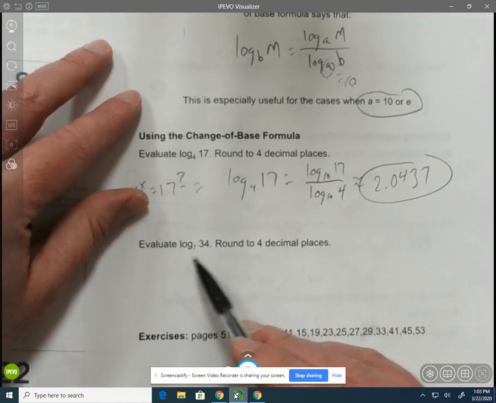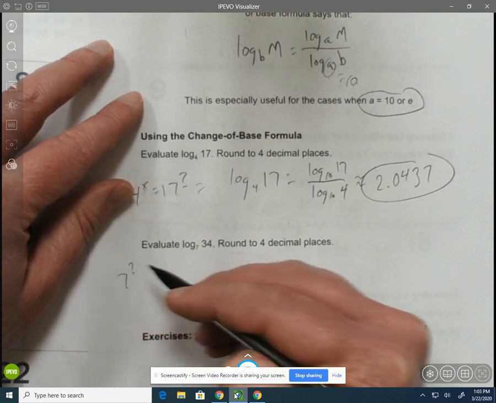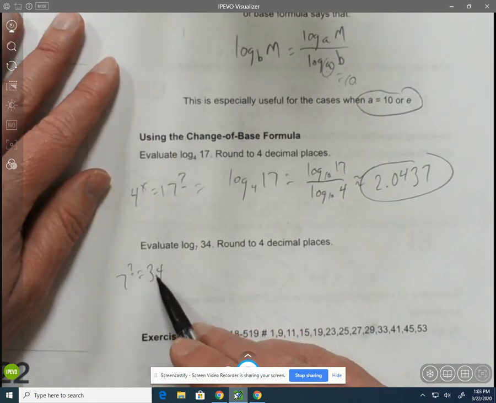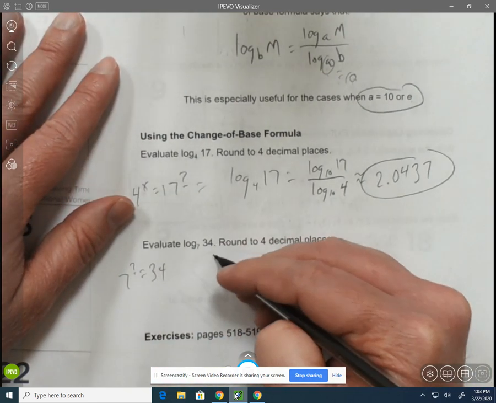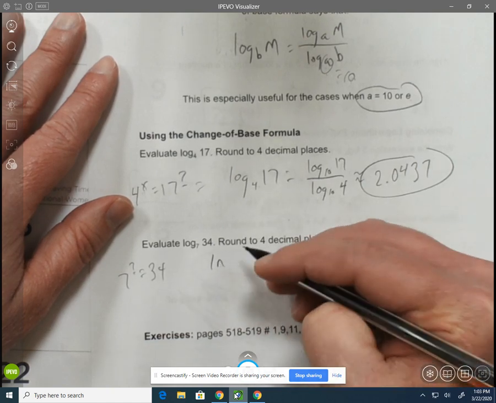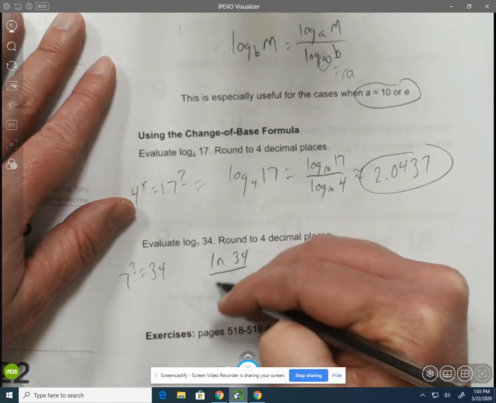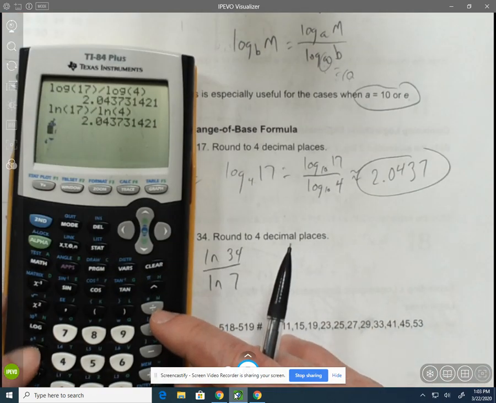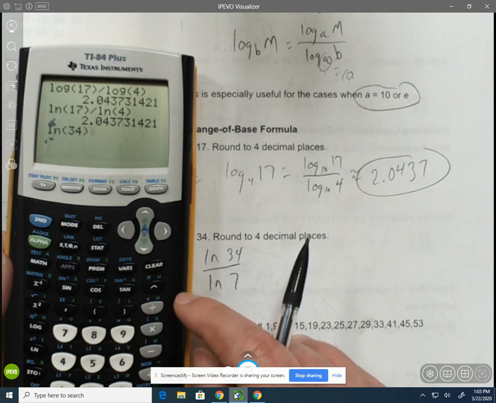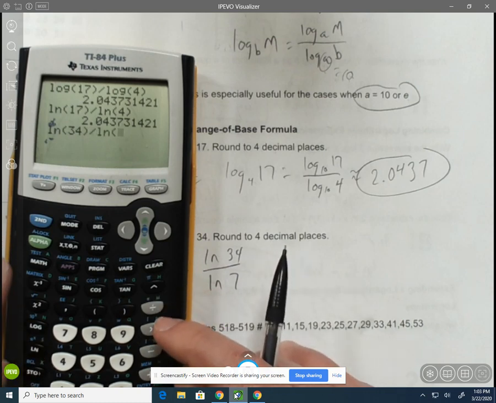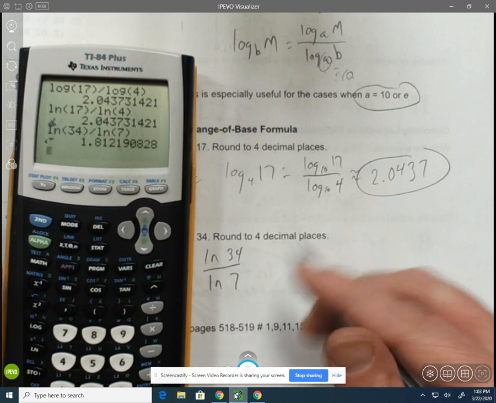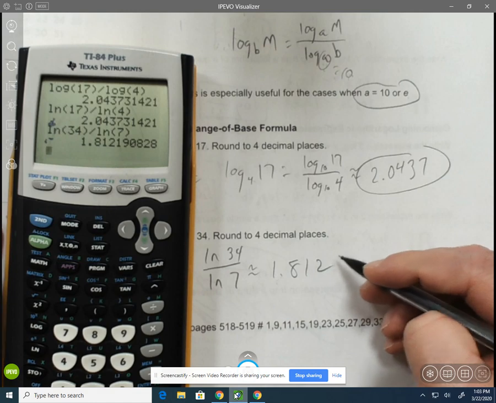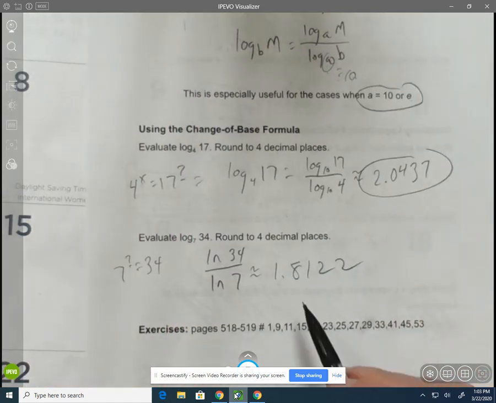Okay, so log base 7 of 34. Again, this helps me see what I'm trying to do here. 7 to what power gives me 34? Something less than 2, because 7 to the second power would be 49. But what I can do is use natural log this time: the natural log of 34 divided by the natural log of 7. If I do the natural log of 34, make sure you close those parentheses, and divide it by the natural log of 7, I get, to 4 decimal places, 1.8122.